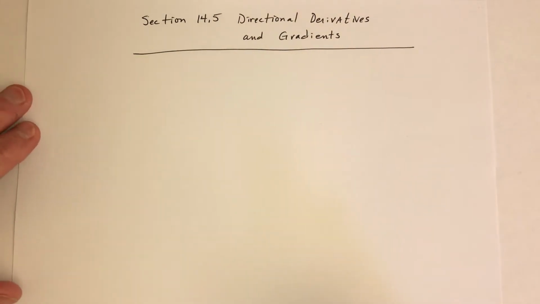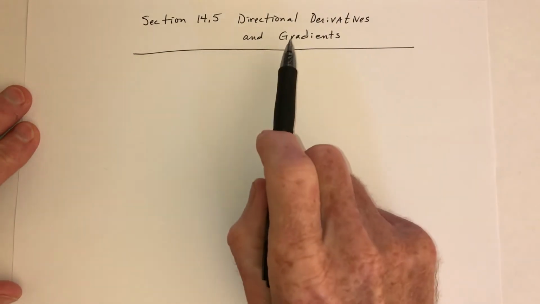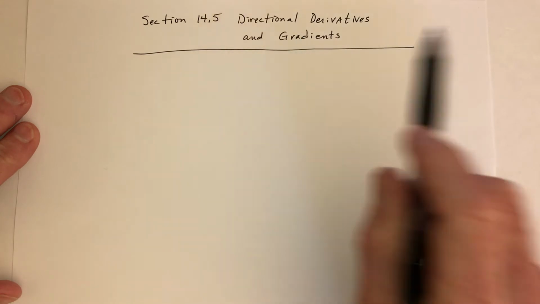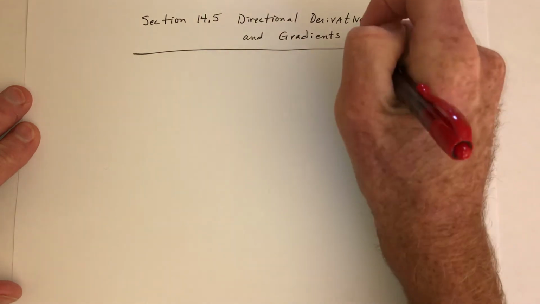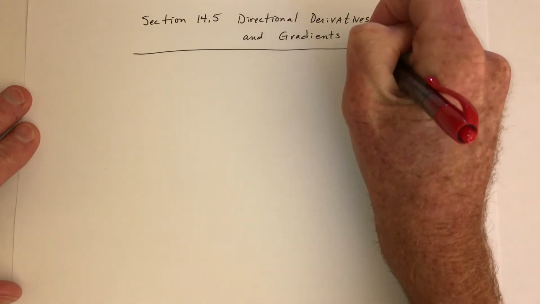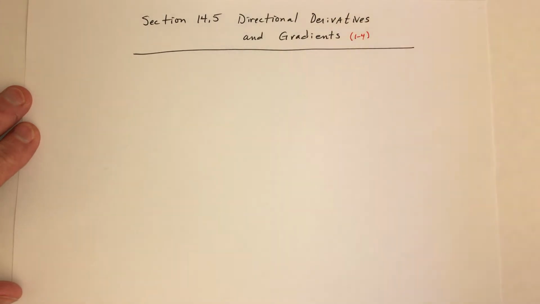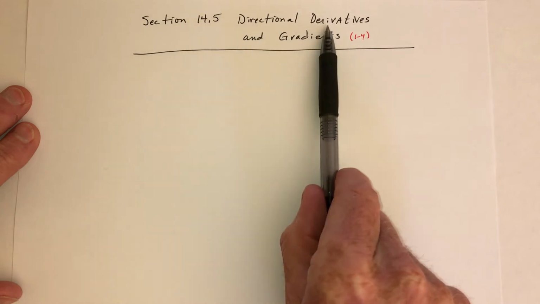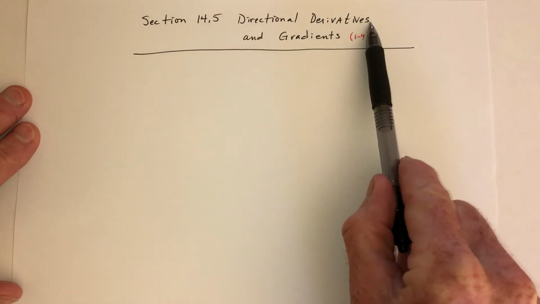Section 14.5 about directional derivatives and gradients. One quick note, on the homework, they start with gradients, like numbers 1 through 4 is going to be about gradients, but I think it makes a lot more sense to talk about directional derivatives first. So this would be number 5, 6, 7, etc.